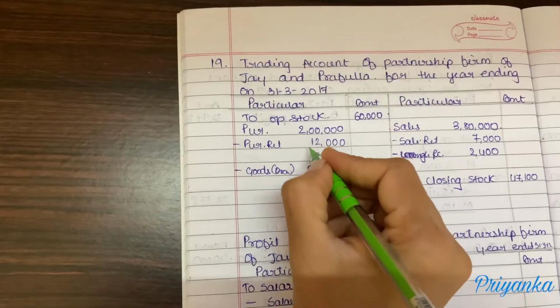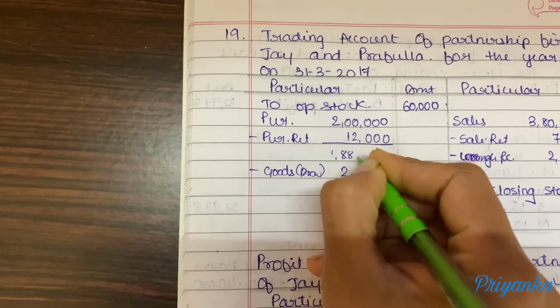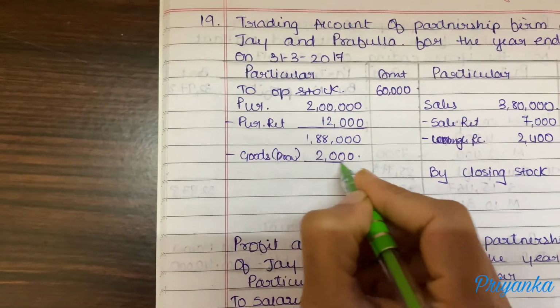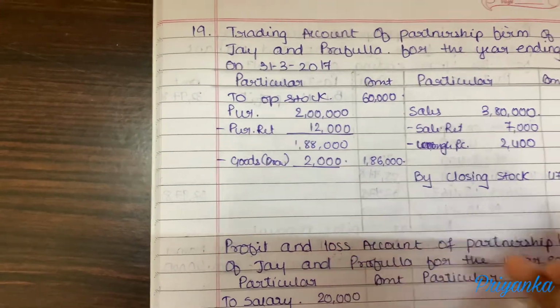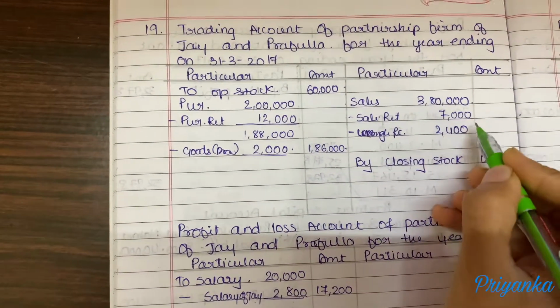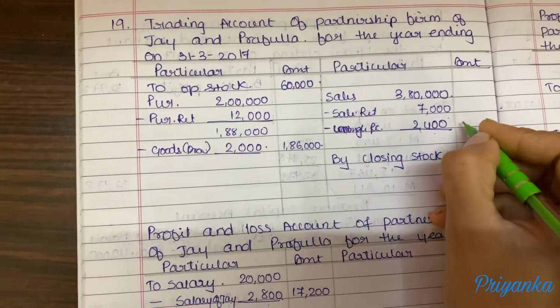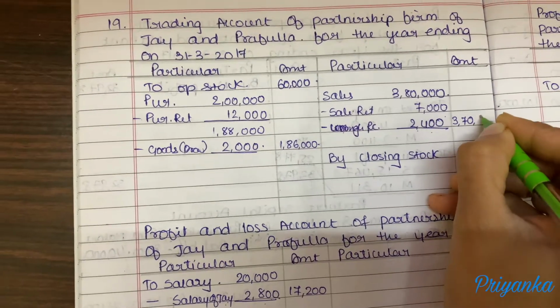First let us make a calculation on it. Here we find 1,88,000, which get minus with the 2,000, it would be 1,86,000. Here 3,80,000 minus 7,000 minus 2,400 will get 3,70,600.